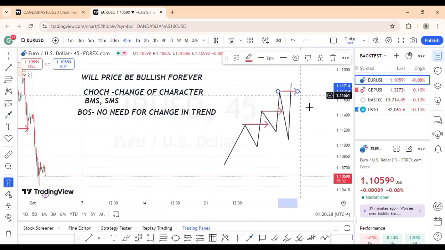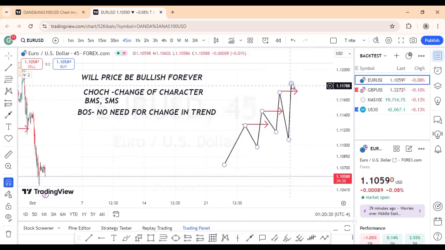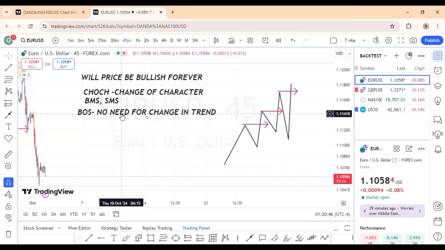So once price makes a new high, we call it a BOS, right? Break of structure, because the structure has been broken to the upside. That's what we refer to as a break of structure. Once price makes a new high or low, when price makes a new high and new low, we call it a break of structure.